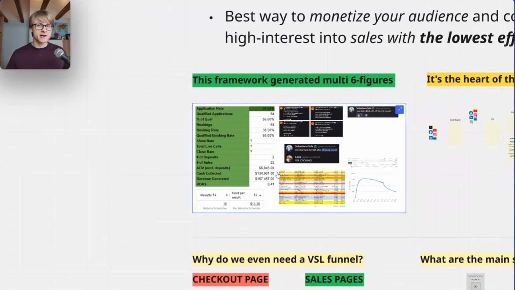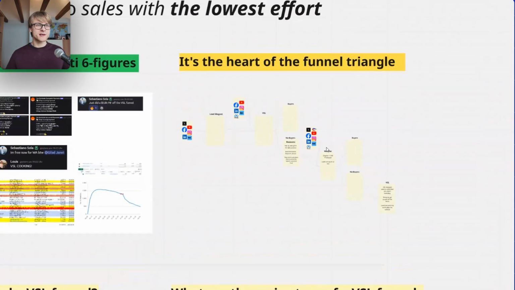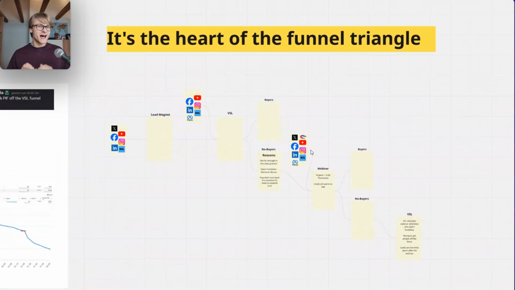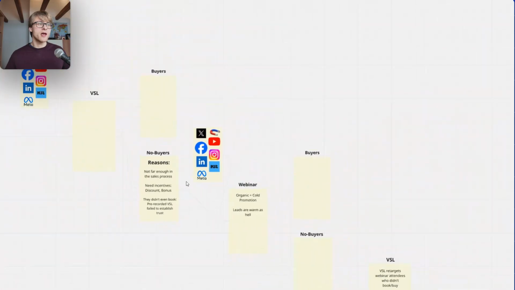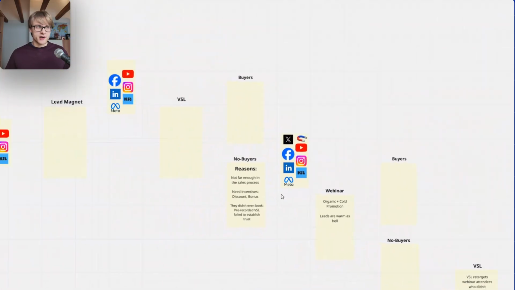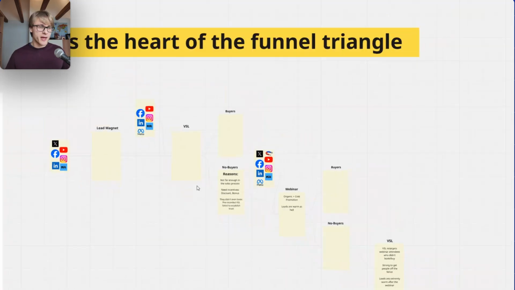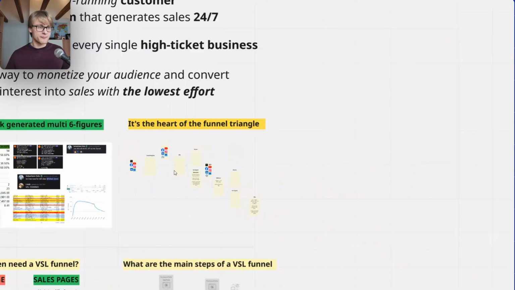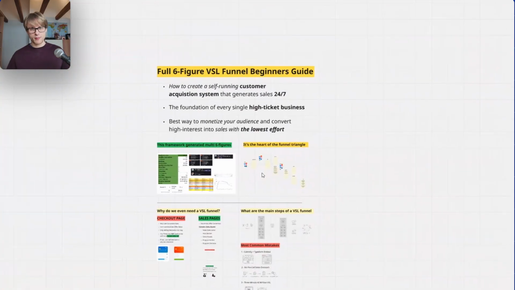And with this being said, guys, why does a VSL funnel matter? It is the heart of our funnel triangle, which is the system that we implement across all of our clients. And it's probably the easiest, lowest effort funnel to implement compared to other funnels like a webinar funnel, for example. But it's insanely effective, okay? And once you've done it right, and once you know where the real conversion caveats are, you will be able to turn this into a cold killer, okay? And this is exactly what this video is going to be about.